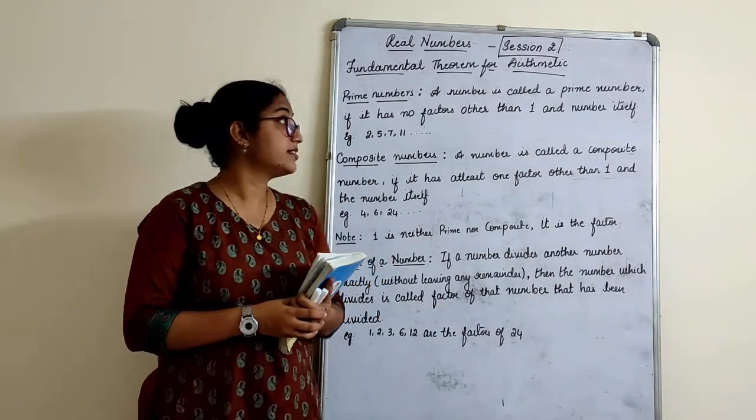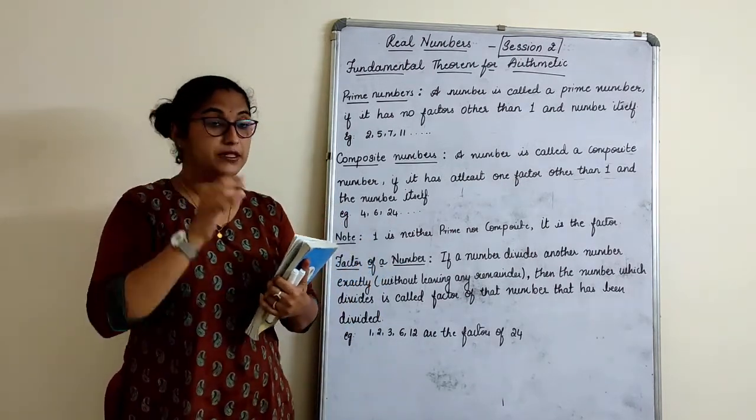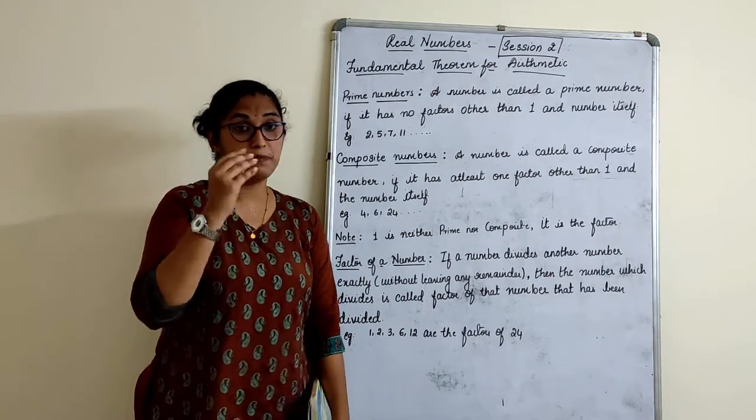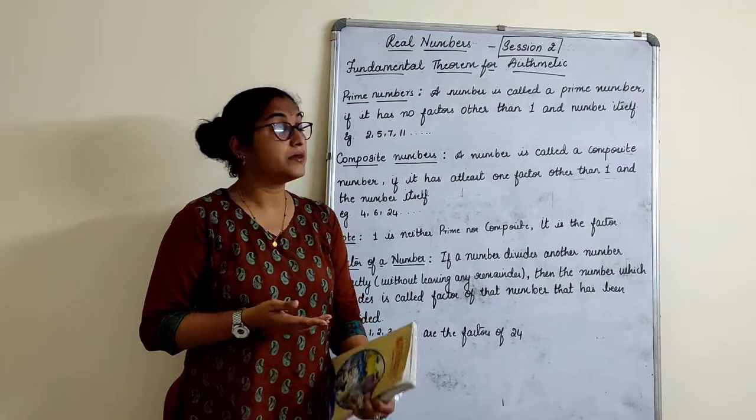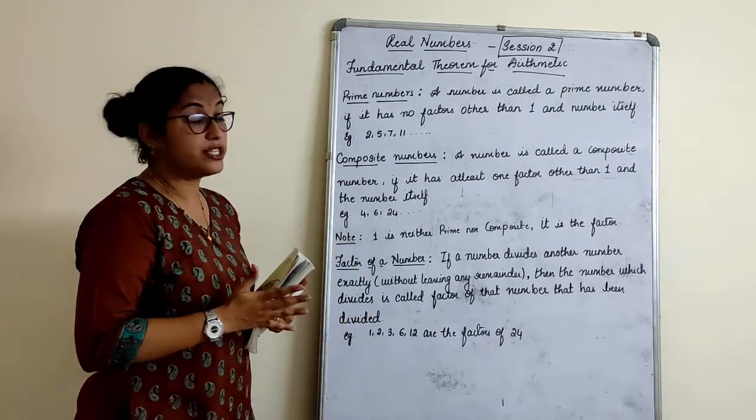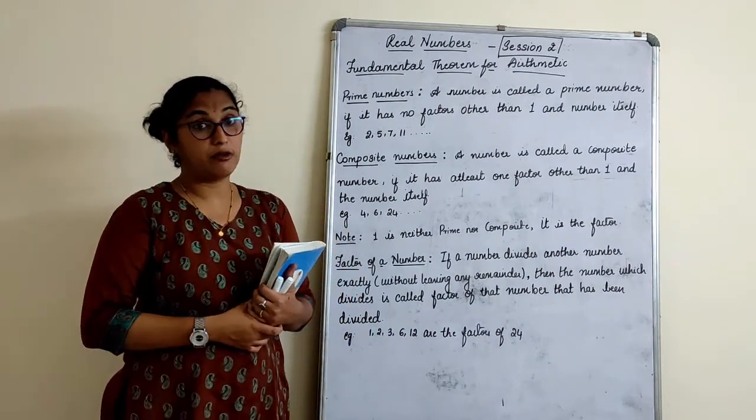Good morning. We'll start session 2 on the chapter Real Numbers. The first part in real numbers we studied was about Euclid's division lemma or algorithm. The second part we are studying today is about the fundamental theorem of arithmetic.